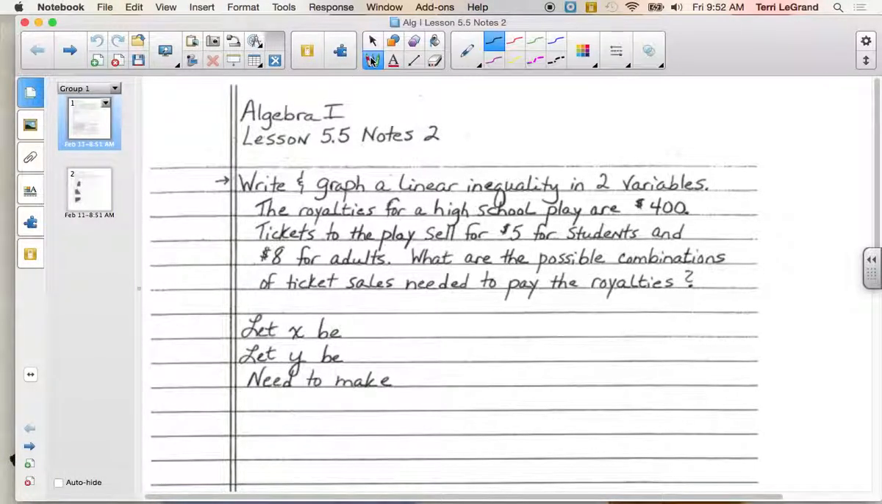So in our setup, in this part of lesson 5.5 today, we're going to write and graph a linear inequality in two variables. In other words, we have to set up our own linear inequality to represent a situation.